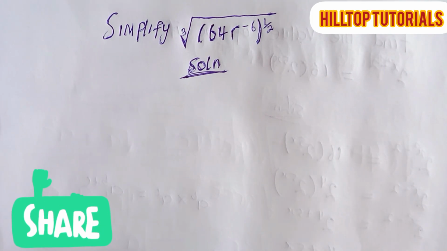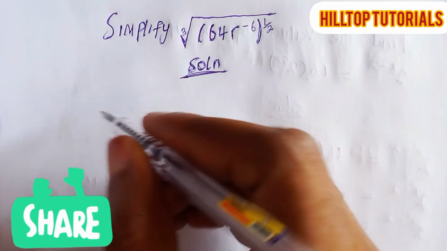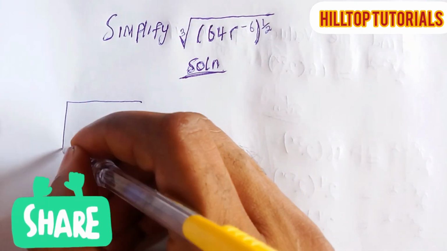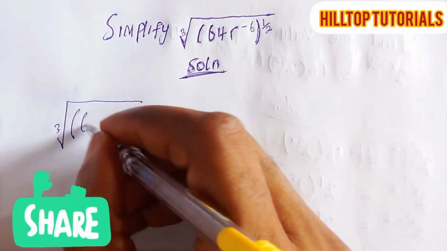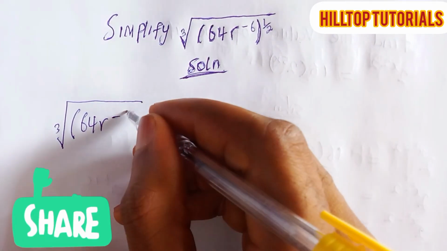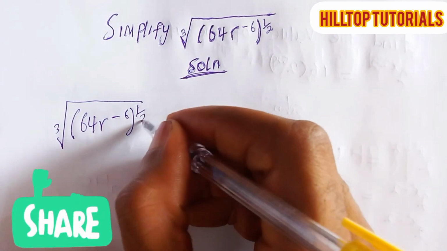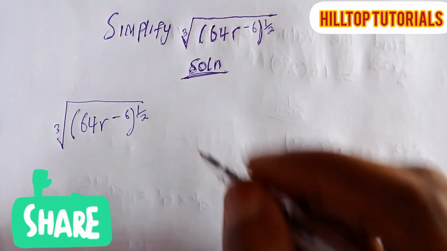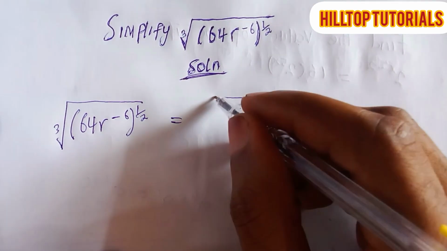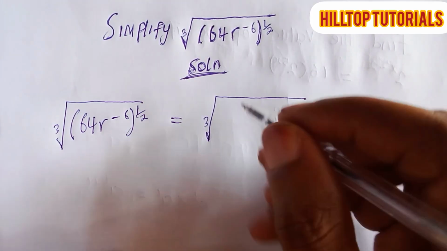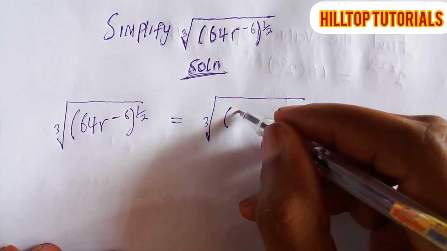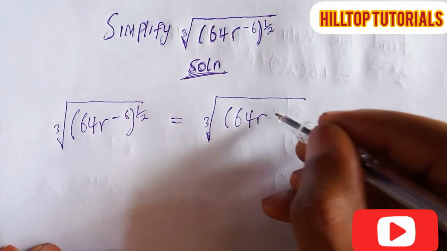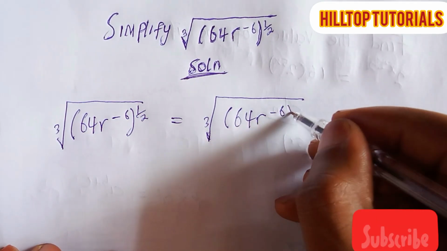Today, we are going to solve this simple question that's before us here. Simplify the cube root of 64r raised to the power minus 6, all raised to the power of 1 over 2. This is the cube root of 64 raised to the power r raised to the power minus 6.